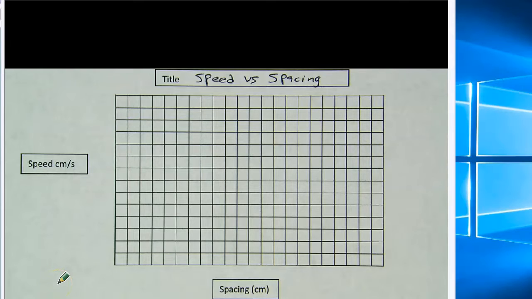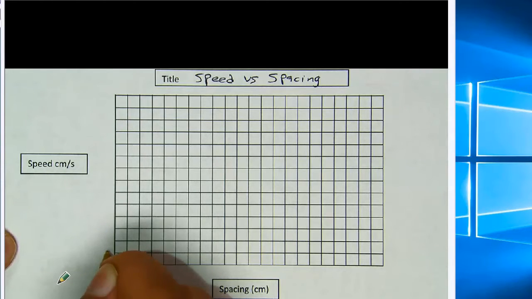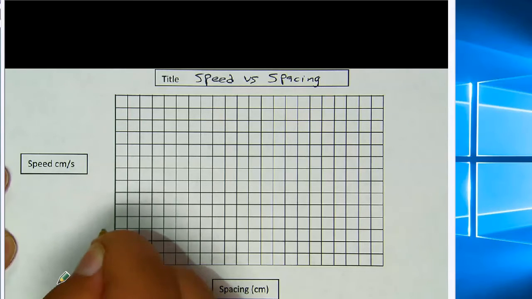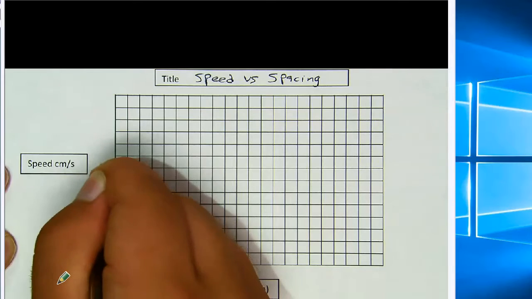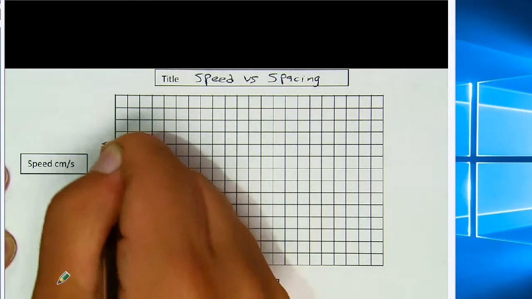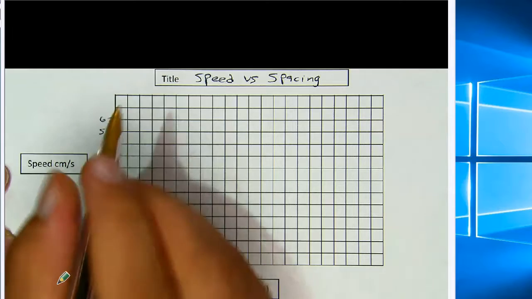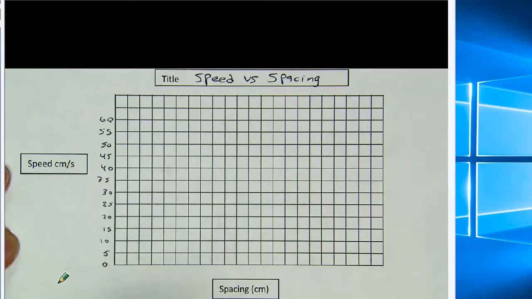Now when marking down our numerical values, we have to use up 80% of our graph. So I would highly recommend for speed, since our fastest speed is 58, if you would like to start from 0, we can. So we're going to do 0, 5, 10, 15, 20, 25, 30, 35, 40, 45, 50, 55, 60, and that should be as high as we have to go.